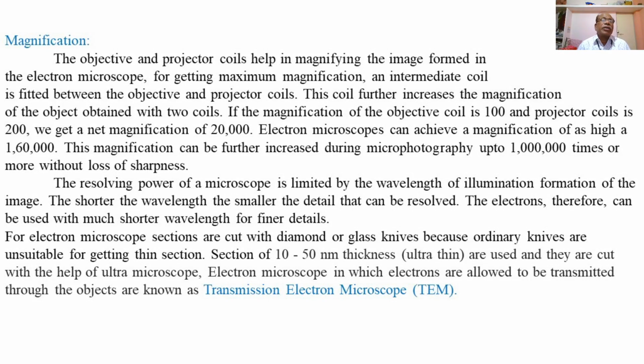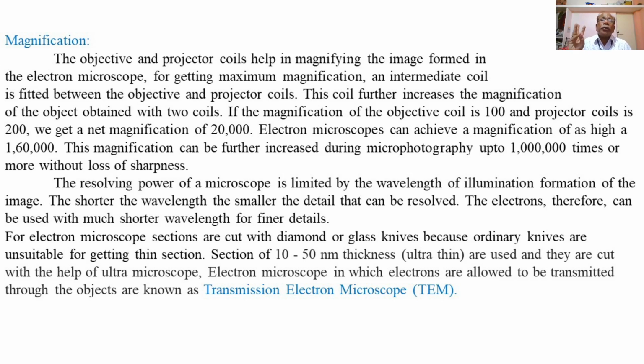Regarding the magnification, the objective and the projector coils help in magnifying the image formed in the electron microscope. For getting maximum magnification, an intermediate coil is fitted between the objective and projector coils, and this coil further increases the magnification of the object obtained with two coils.